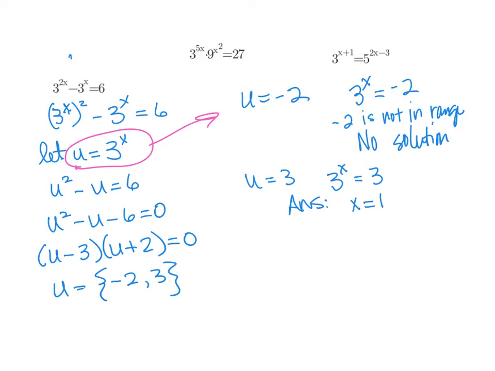Let's just check that, just for fun. So we have 3 squared minus 3 equals 6, and that absolutely does check. Okay, so that one wasn't too bad. Let's look to the next one now. Okay, we're going to work on this one now. And let's take a look at it.